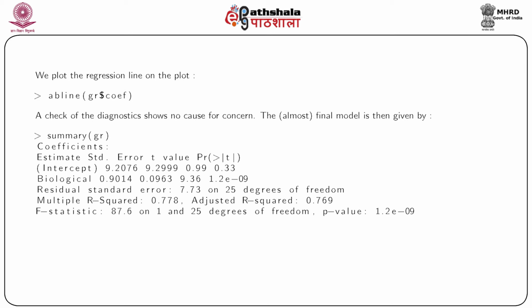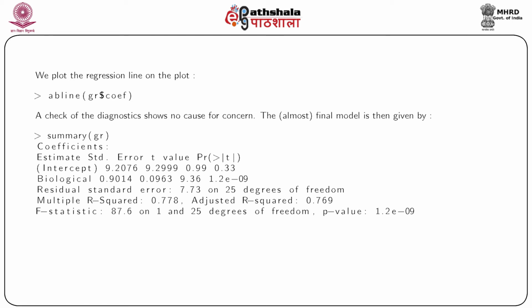So the final, or almost final, model can be given by the summary, where we have the coefficient estimate for the biological covariate, the standard error for this estimate, the t value and the p value. We can see that the p value is very, very small as compared to the level of significance 0.05. So biological is the only factor which is significant in explaining the variability in the IQ of the person who was raised by the foster parents.